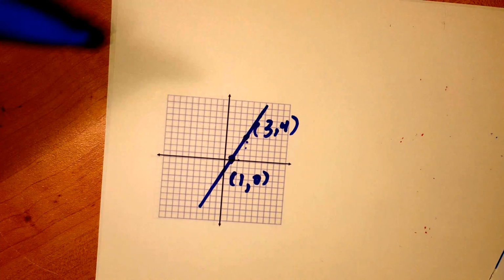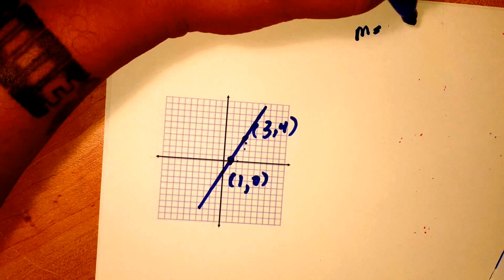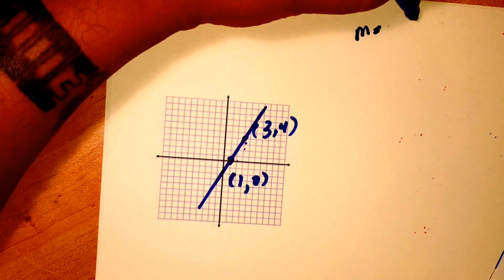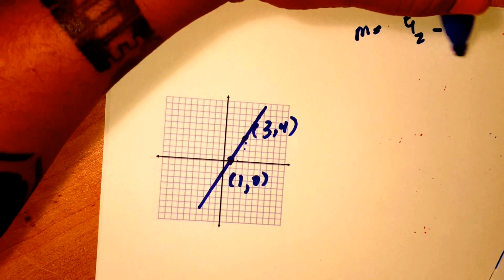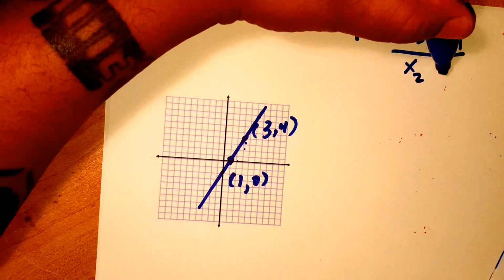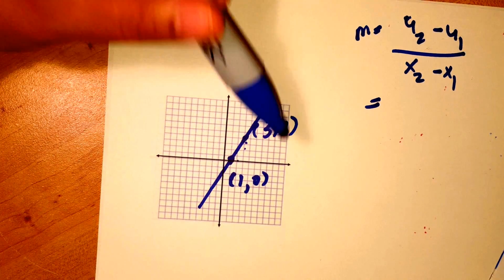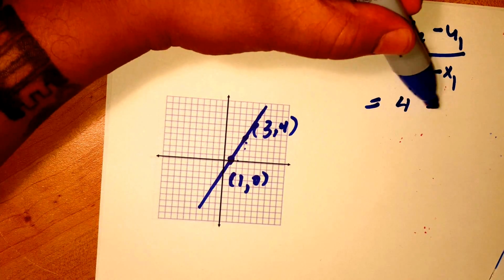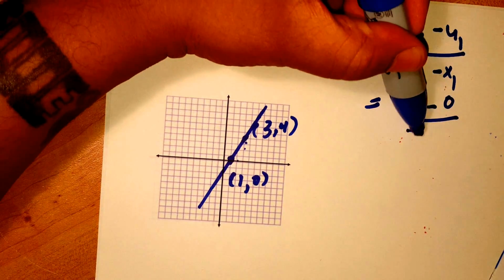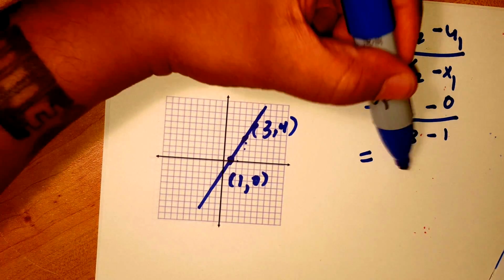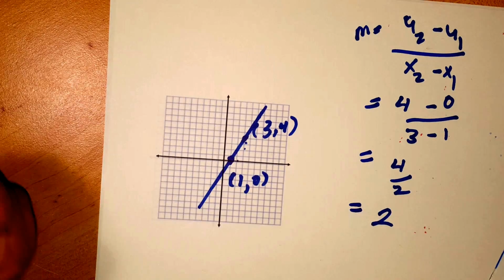So the way that works again, we'll just take m is going to equal the change in y's, y2 minus y1, x2 minus x1. Our y's are 4 and 0. Our x's are 3 and 1. 4 over 2, so our slope is 2.